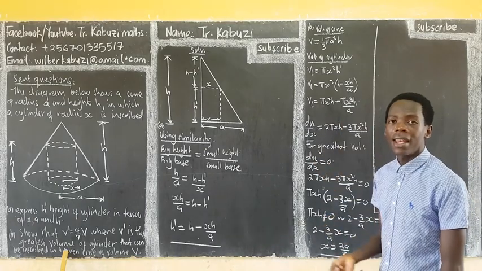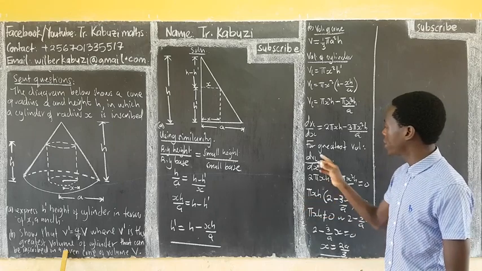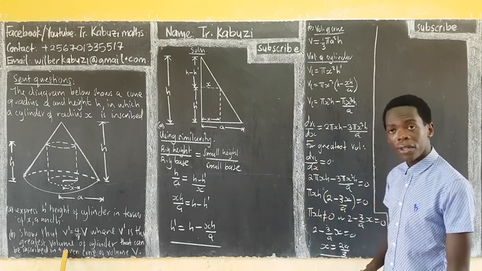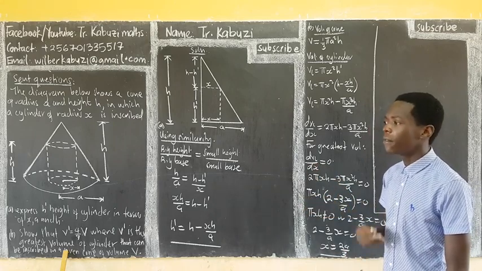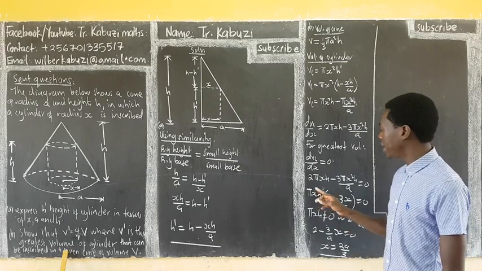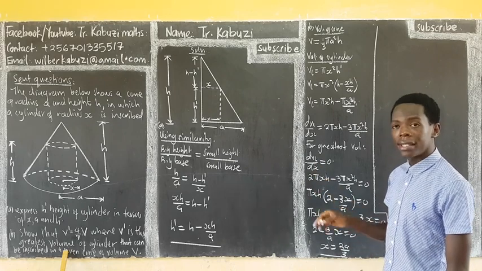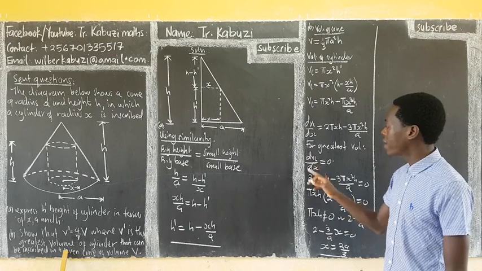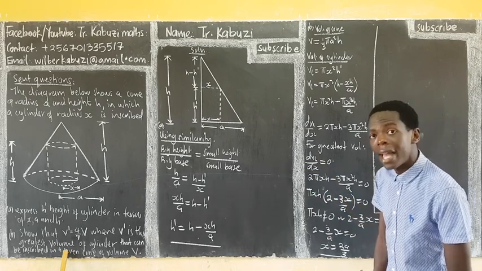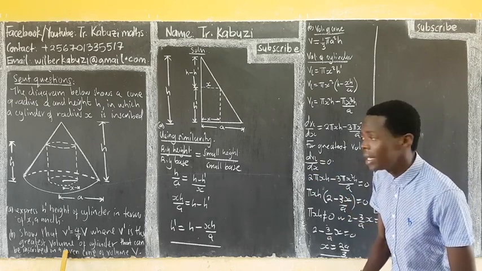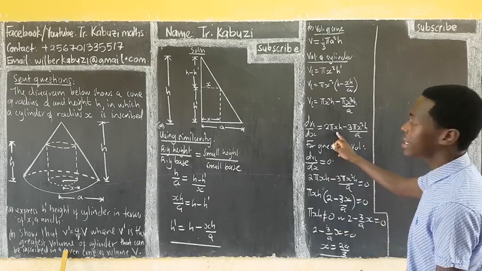You can use the second derivative test. We put in this value of x to see if it's good for greatest volume. Then the second derivative of V with respect to x squared should be less than 0. In simple terms, it should be negative.